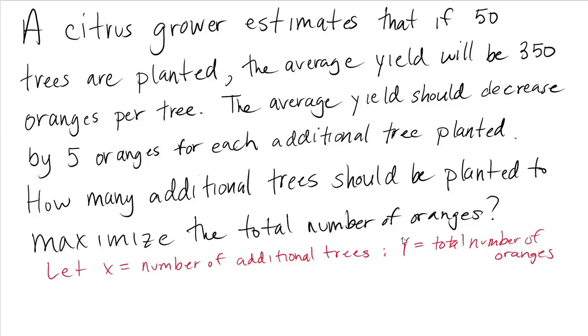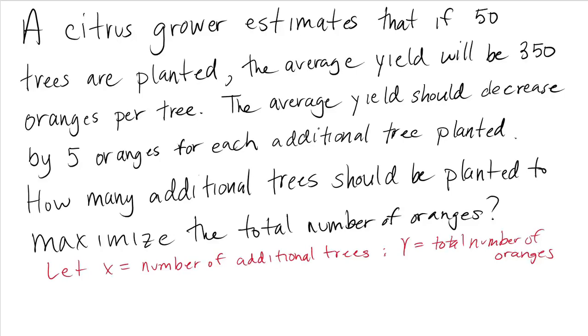The Y kind of makes sense anyway because it's the total yield. Now we need to set up a function where Y is written as a function of X. So first we're going to start with a word equation. How would we figure out the total number of oranges? That's what we want to know. Well, let's go back to the grower's estimate and see if you can figure it out in that specific situation, and then we'll just generalize.